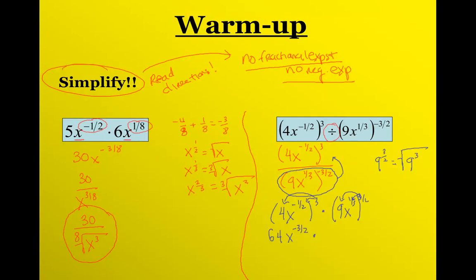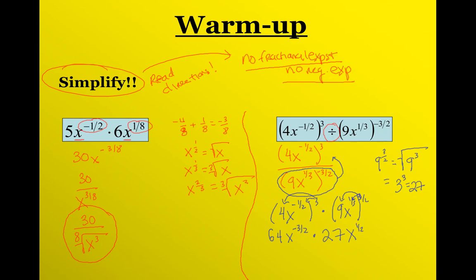9 cubed. I don't know what that is in my head, but I do know what the square root of 9 is in my head. That's 3. So that's the order I'm going to do it in. 3 cubed. Oh, that's 27. Right? So then I've got 27. X to the, what's 3/2 times 1/3? That's 3/6 or 1/2.